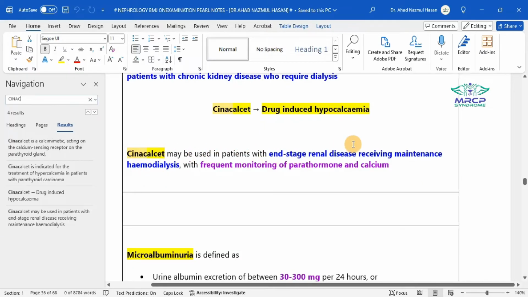Cinacalcet may be used in patients with ESRD receiving maintenance hemodialysis with frequent monitoring of parathormone and calcium.